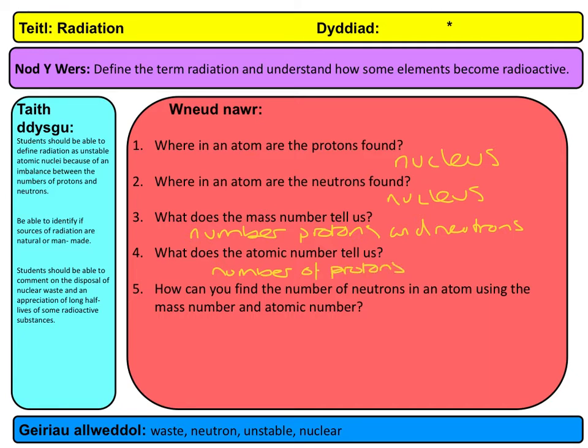Okay, so how can you find the number of neutrons in an atom using the mass number and the atomic number? The number of neutrons is equal to the mass number take away the atomic number. Make sure you've got those in your notebook.